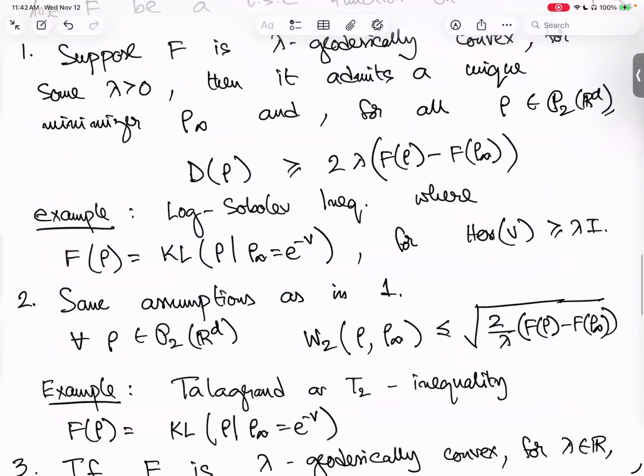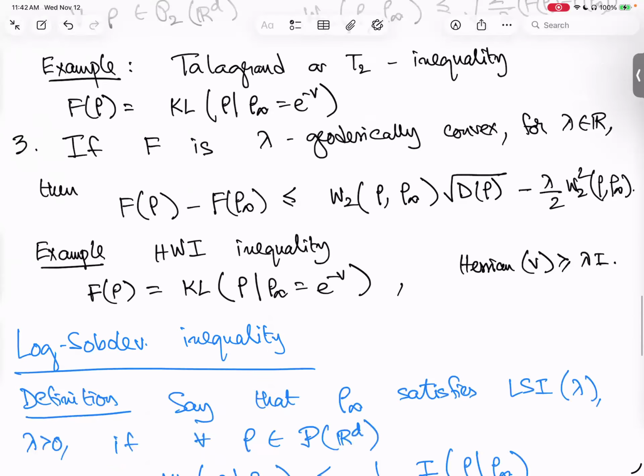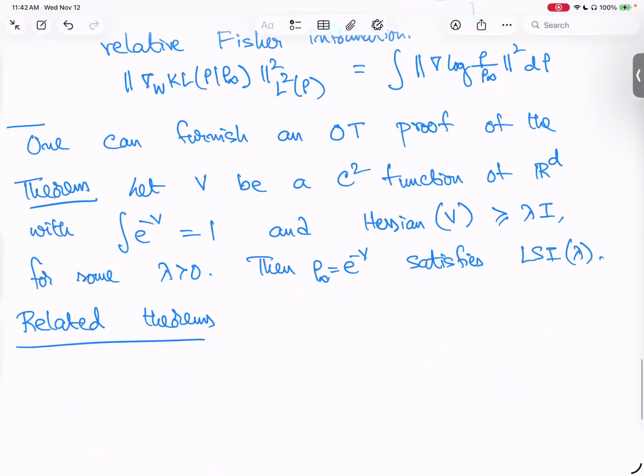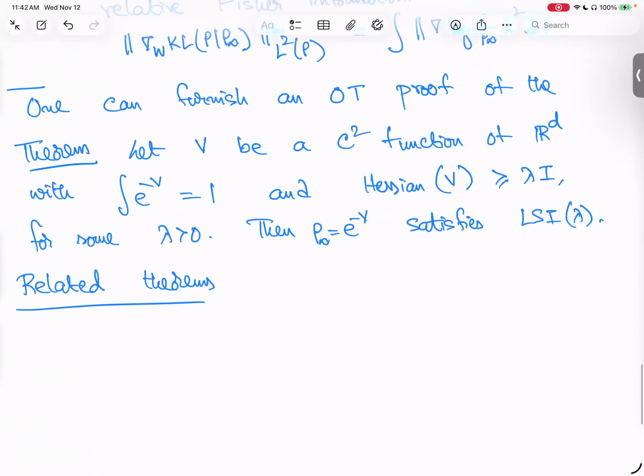So 1 is my log-Sobolev inequality, which is where I am now. 2 is my Talagrand inequality. I will go there next and talk about its relationship with concentration of measure. And 3 is the HWI inequality. I'll come to that at the end. Okay. So related theorems about logarithmic Sobolev inequality. This theorem is sometimes called the Holley-Stroock perturbation theorem.